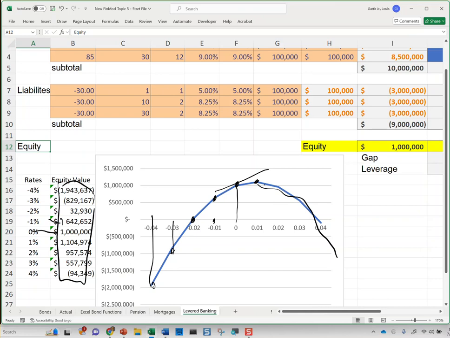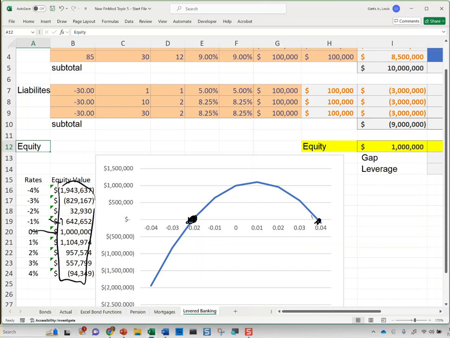However, because of this negative convexity, this function is drooping downward. So this is a picture of negative duration, which is a positive relationship between price and yield, and the droopy negative convexity. So it doesn't look too good. If rates are down 200 basis points, looks like we're bankrupt. Equity is less than 0. And if rates are up somewhere around 300 or 400 basis points, we also go bankrupt.